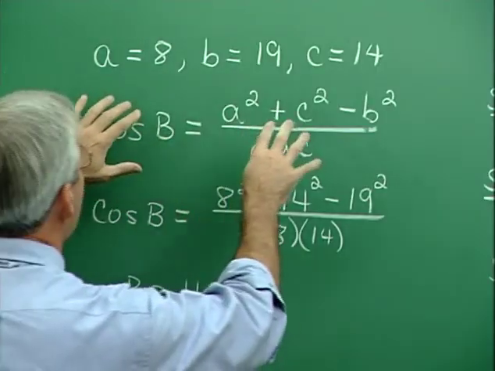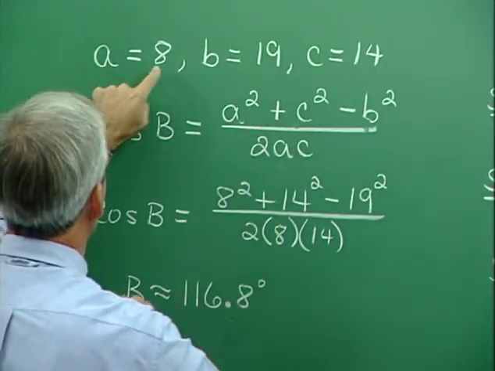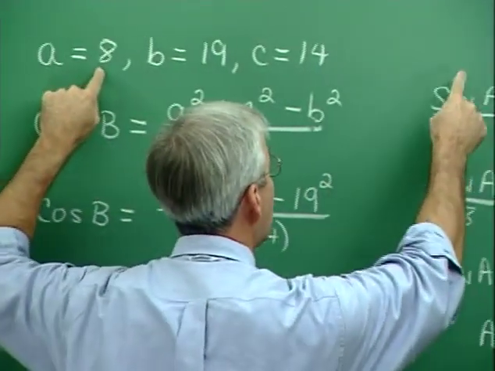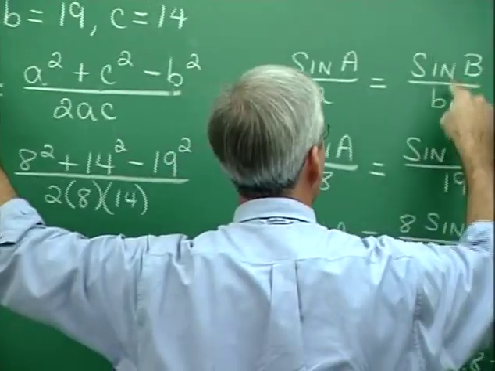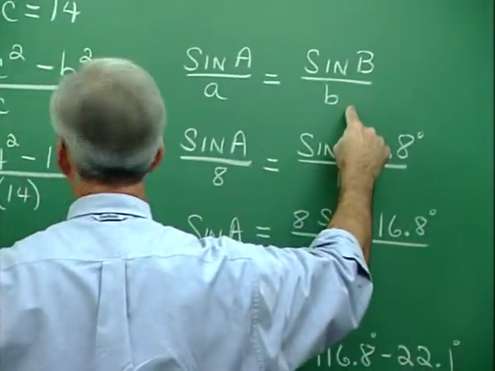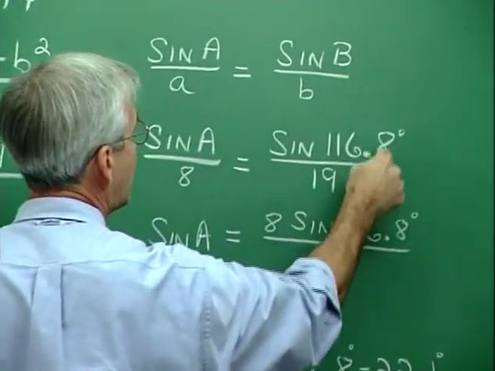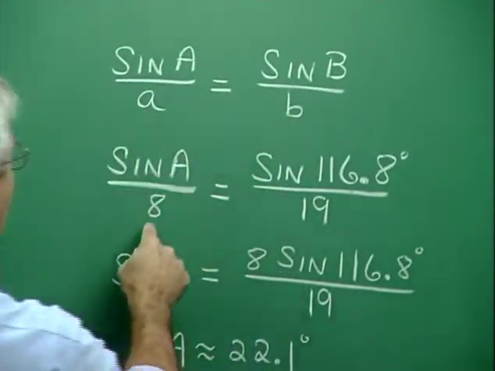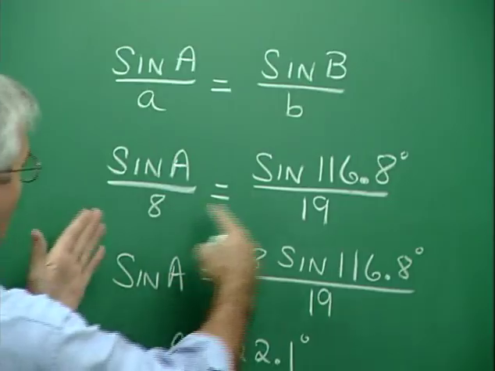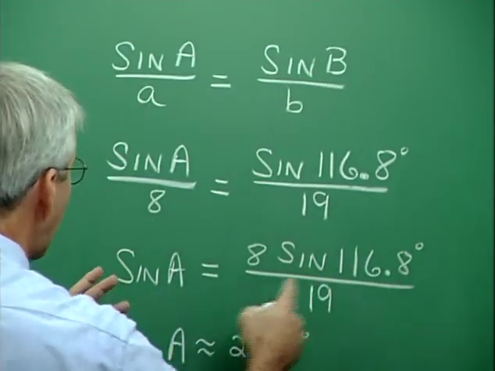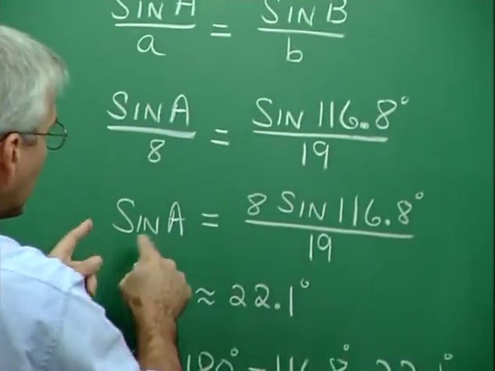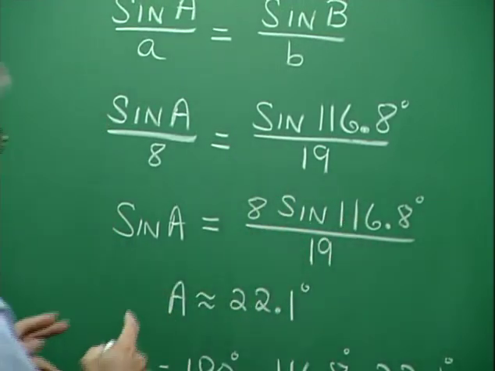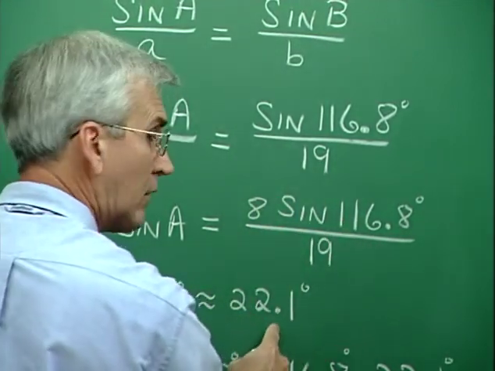Okay, now let's find the other angles. Let's find the angle opposite, let's say, side A. So it would be angle A. So we write sine A over A equals sine B over B. We just found the size of that angle. So B is 116.8, side B is 19, side A is 8. And then multiplying by 8 on both sides, we get this fraction. So we want the angle whose sine is that fraction, and we find that angle to be approximately 22.1 degrees.